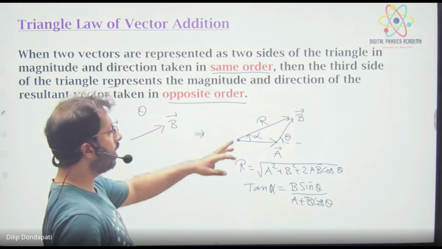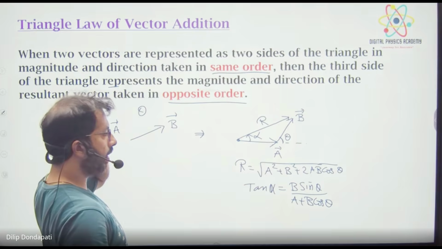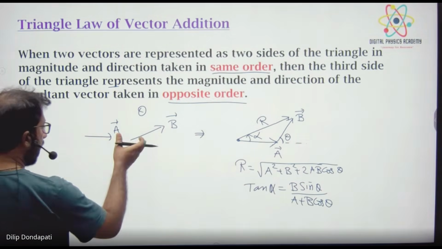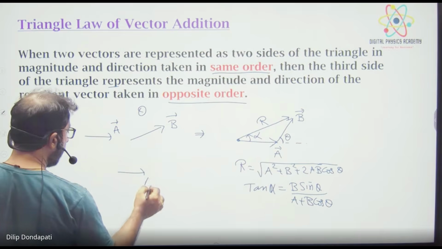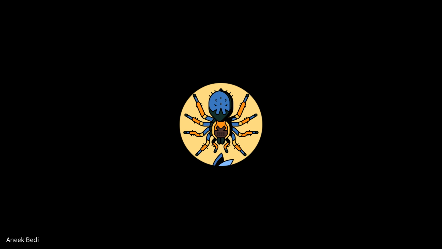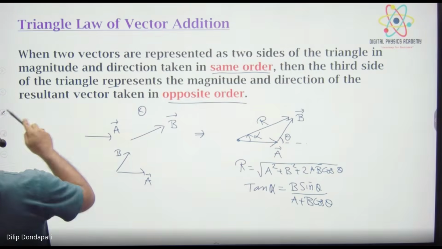In the triangle law, we always connect head to tail. The same thing in the parallelogram: how will you do it? A vector and B vector I will shift such that they connect tail to tail. Like this we'll do the parallelogram. But in the triangle law, first we are doing head to tail.